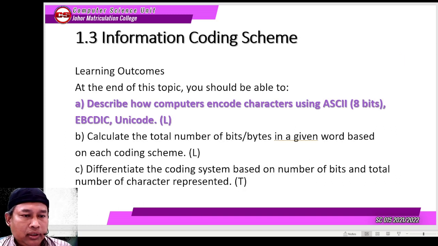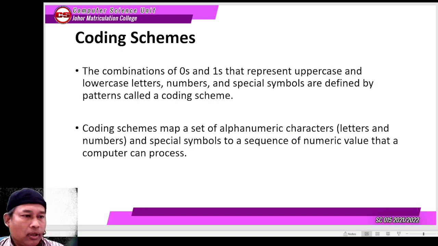At the end of the lecture, the student should be able to describe how computers encode characters using ASCII, EBCDIC, and Unicode. What is a coding scheme? A coding scheme is a combination of 0 and 1 that represents uppercase and lowercase letters. The numbers and special symbols are defined by a pattern called a coding scheme. So what we will learn today is the coding scheme. You must know what a coding scheme is.